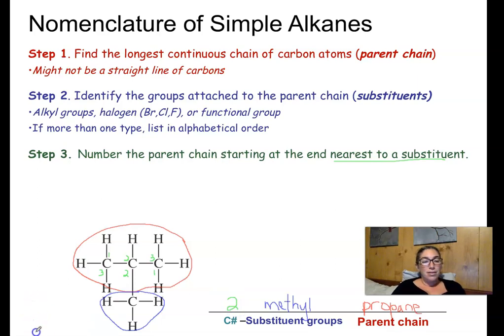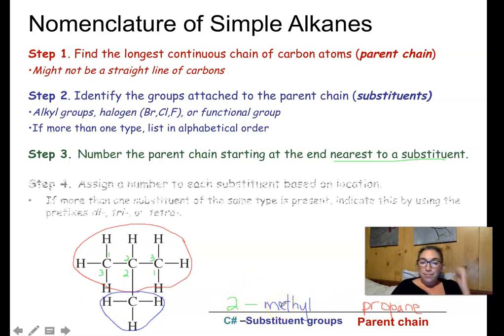Well, we're done here. This is called 2-methylpropane, and I would fuse these words together. Methylpropane just becomes one word. So we do put a dash between a number and a word.